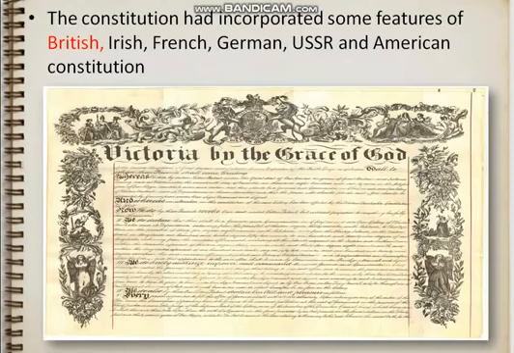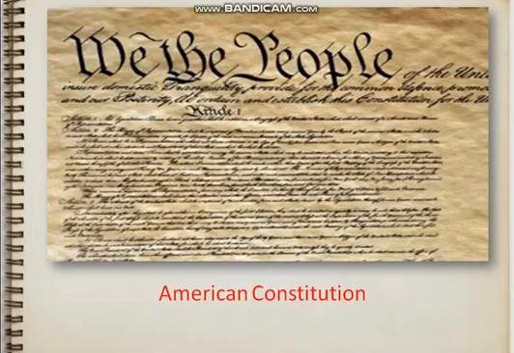The constitution had incorporated some features from the British, Irish, French, German, USSR and American constitutions. So it has taken a lot of things, and that's why the Indian constitution is termed a bag of borrowings. A bag of borrowings means it has taken good things from other constitutions of the world. This particular photograph is of the British constitution. This is from the American constitution.